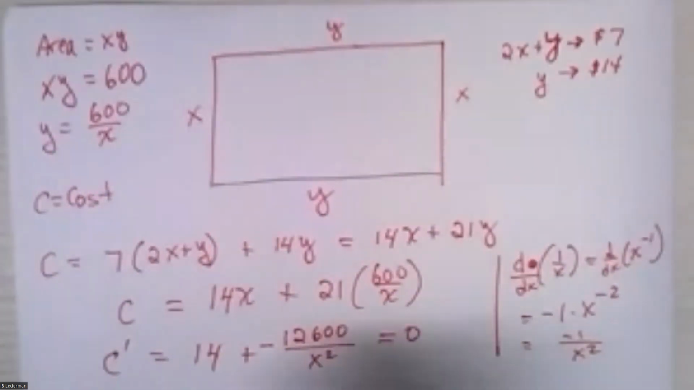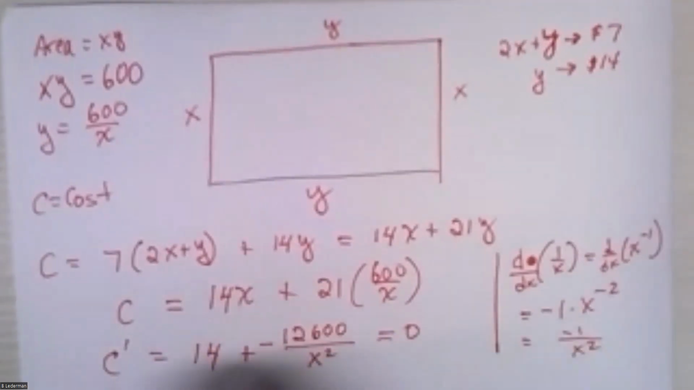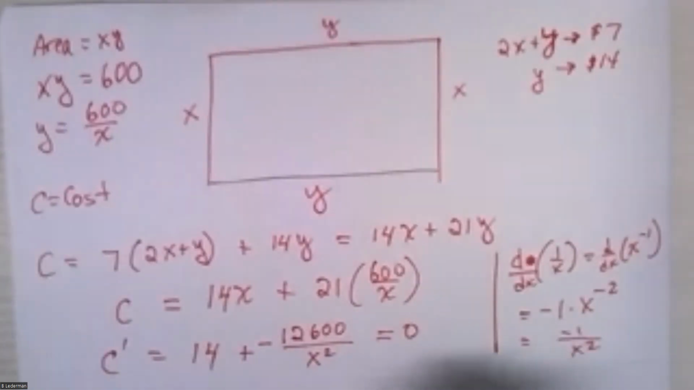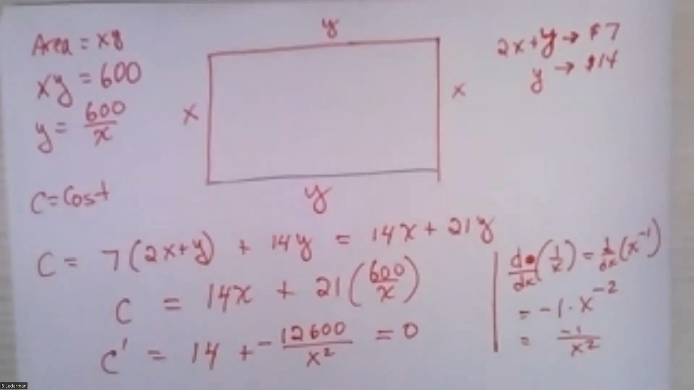Since that's a negative and that's a positive, I'm going to bring this over to the other side. And I get 14 equals 12600 over x squared. And that means x squared equals 12600 over 14. What does that equal? 12600 divided by 14 is 900. So x equals plus or minus 30.